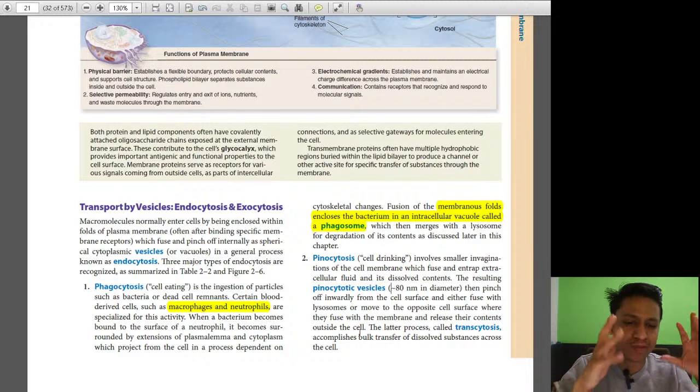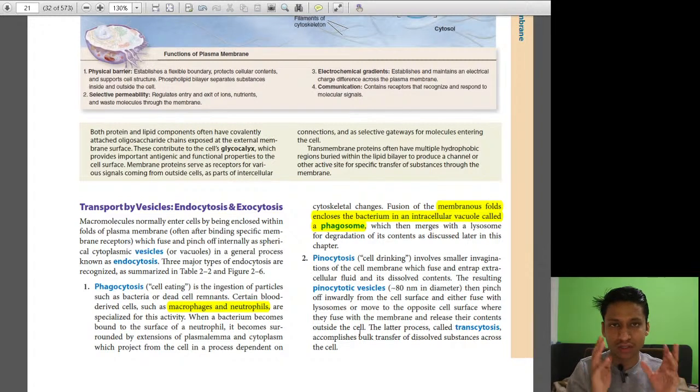So, so many things here. Pinocytosis, cell drinking. Basically, liquid content, water, is enclosed inside of the cell through the process of endocytosis. And when it's water or any liquid content, we call it pinocytosis.